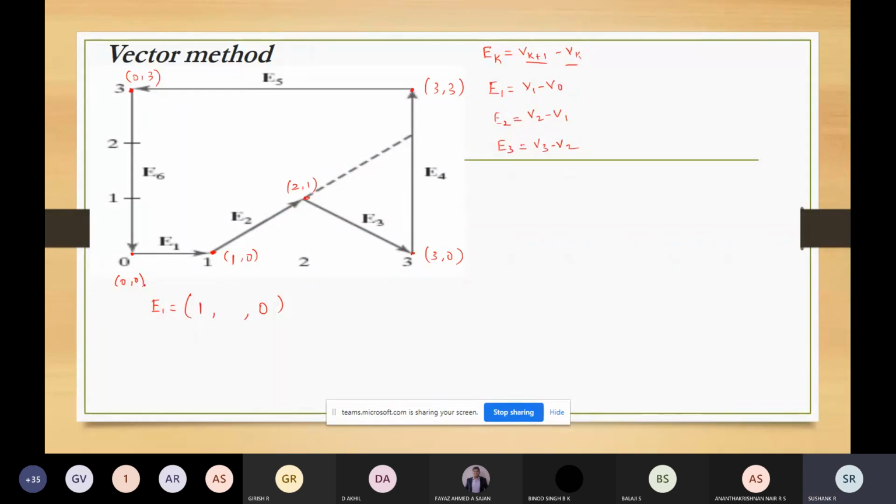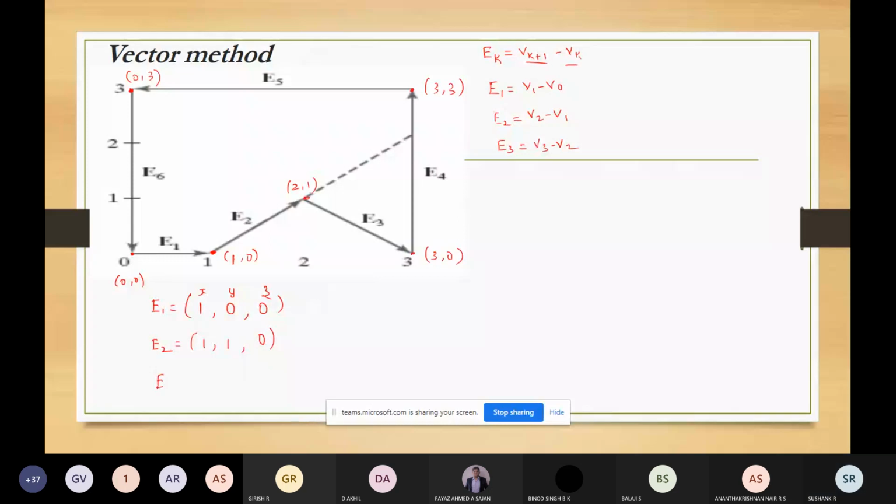0 minus 0, 0. So the edge vector E1 is given by 1, 0, 0. So this is x component, y component, z component. Similarly, E2 will be 2 minus 1, 1, 1 minus 0, which is 1, and z will be 0.